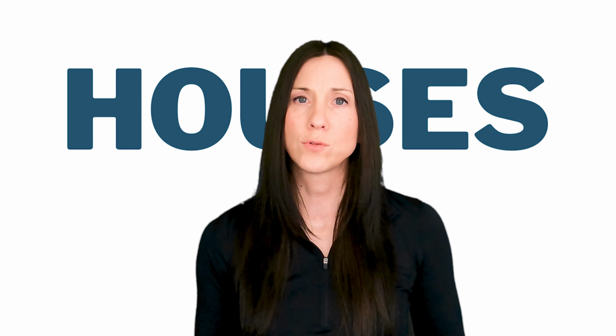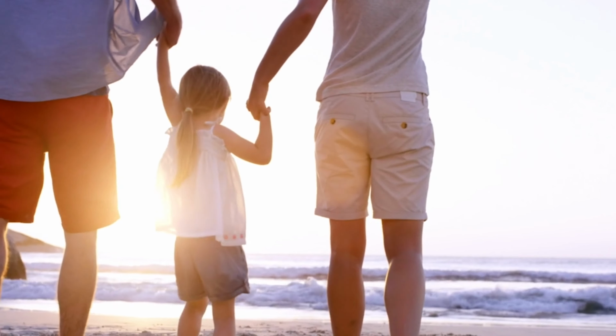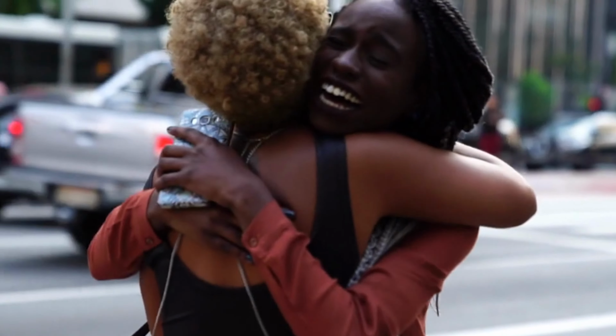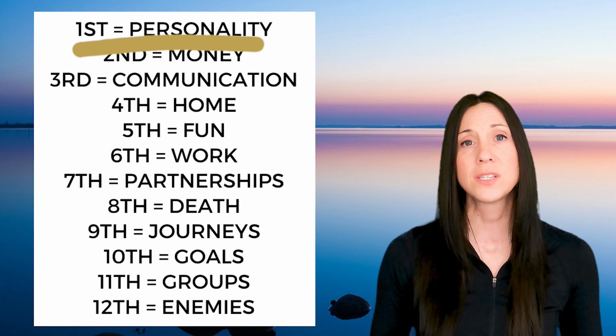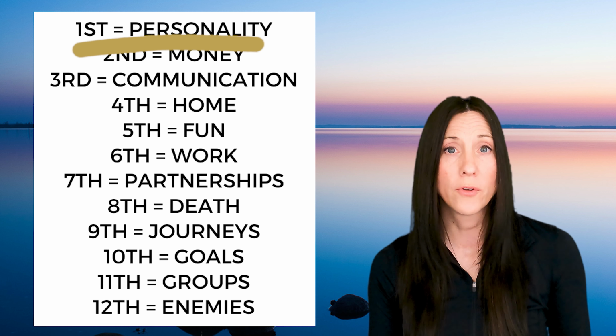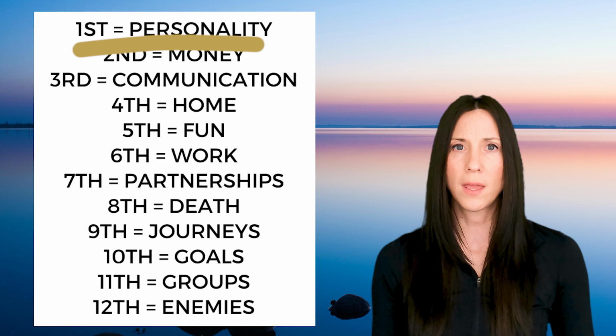There are 12 houses, and each one represents different parts of your life. It's like everything that you can experience in life can fit into one of these 12 baskets. And here is a very quick rundown to familiarize yourself. The first house is the house of personality. This describes the version of yourself that you show others, and it's how in control you feel of yourself. It's also the general way that you see life.